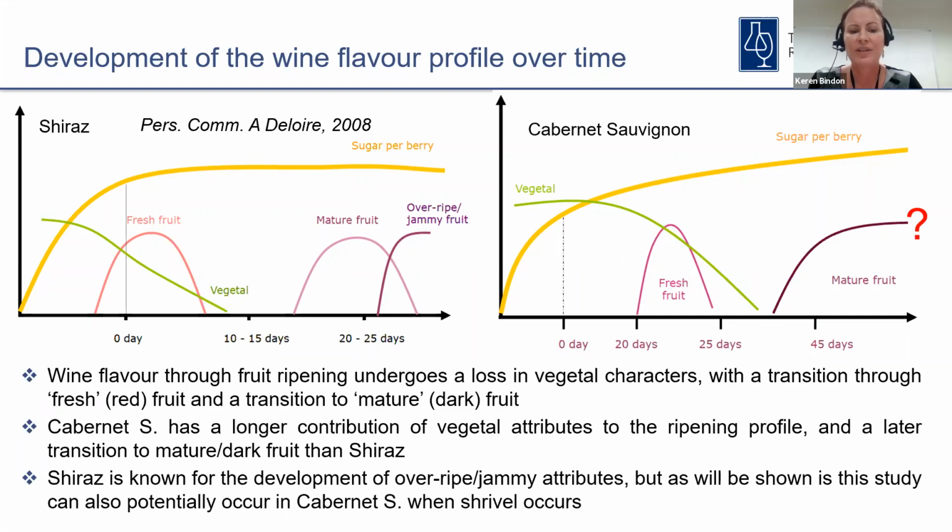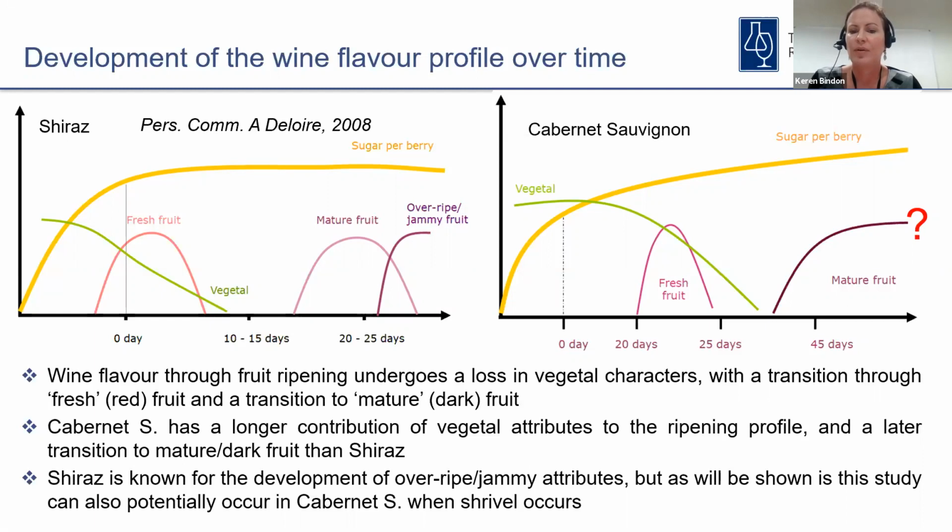And then after a certain number of days, one will enter the mature fruit phase. With Shiraz, there's a very quick point at which it extends into an overripe or jammy attribute. For Cabernet, there's a slightly longer phase during which the fruit profile will change. And we'll be showing you some of this kind of data today.